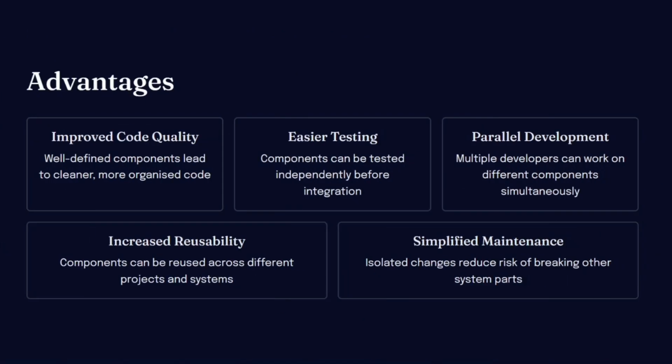Let's take a look at some of the advantages of component level design. First one, improved code quality. Well-defined components lead to cleaner, more organized code. Next, easier testing. Since the whole system is divided into various independent components, they can be tested independently before integration. Parallel development: multiple developers can work on different components simultaneously. Increased reusability: components can be reused across different projects and systems. Simplified maintenance: isolated changes reduce the risk of breaking other system parts.